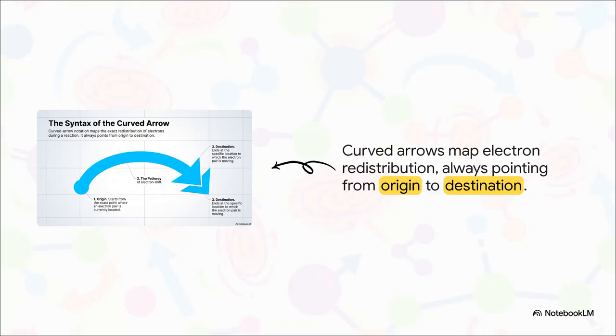Okay, let's break this down. Every single curved arrow tells a very precise story in 3 parts. Part 1 is the tail of the arrow, the origin. It always starts at the exact spot where a pair of electrons is hanging out. Part 2 is the pathway, just the curve of the arrow itself. In part 3, the head of the arrow is the destination, the specific place where that electron pair is about to end up. So it's always from origin to destination.